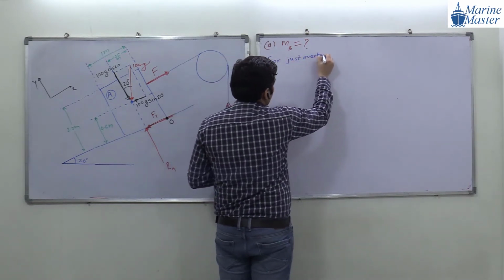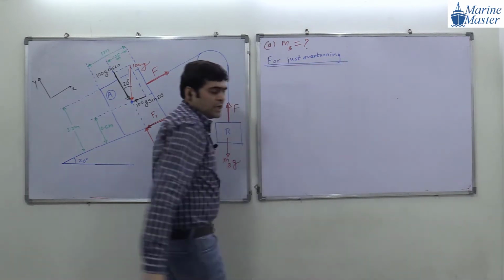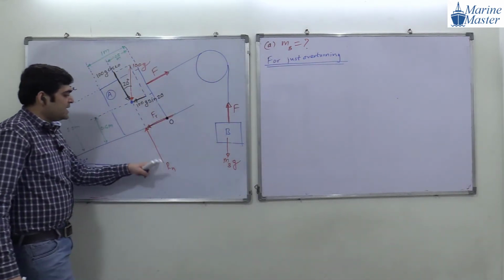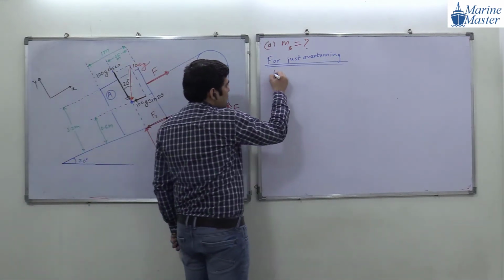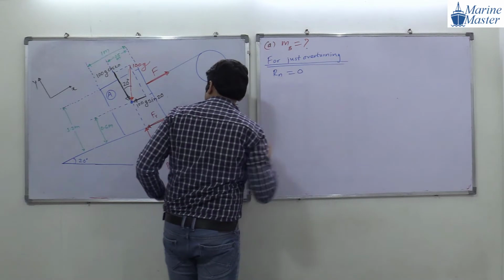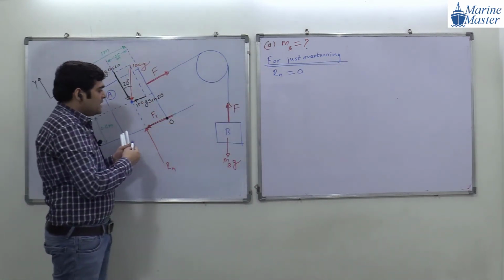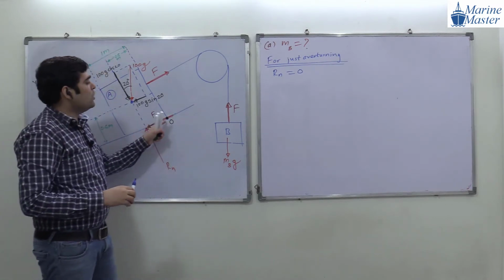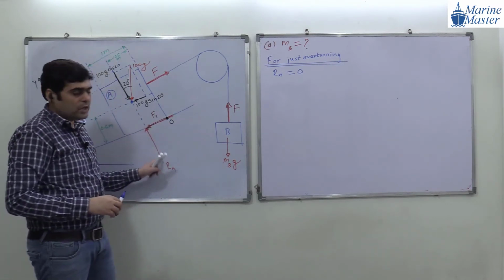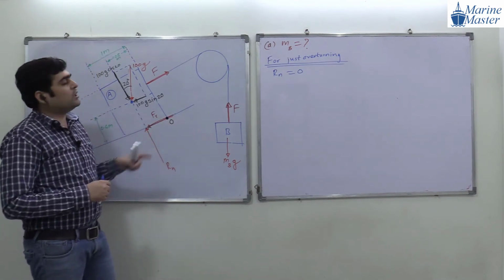For the just overturning scenario, what will happen? This Rn will become what, guys? Rn will be 0. This Rn will become 0, and the normal reaction will shift completely to point O.